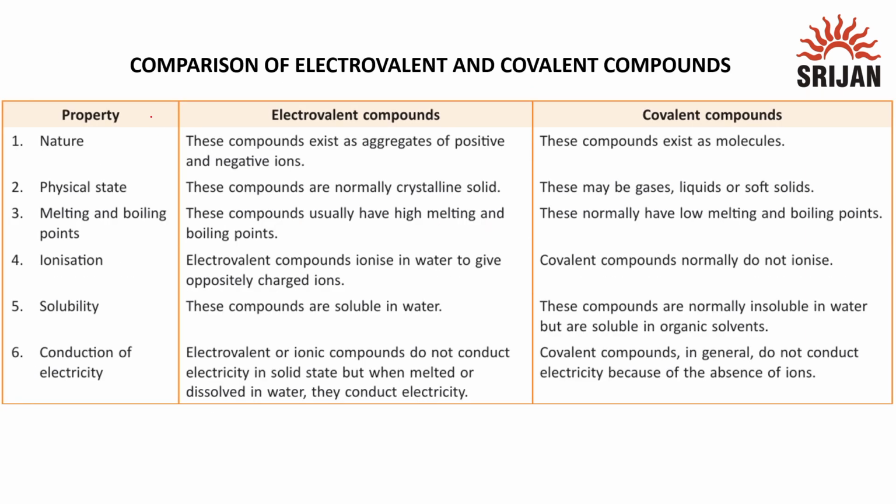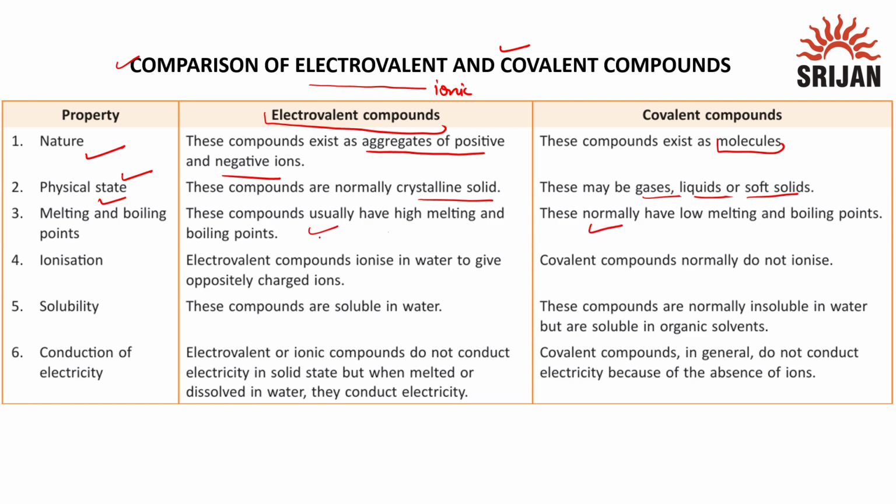Now moving ahead towards the comparison of electrovalent, that is the ionic bond, and the covalent bond. Talking about the nature, covalent compounds exist as molecules while electrovalent compounds, that is ionic compounds, exist as aggregates of positive and negative ions. Talking about physical state, ionic or electrovalent compounds are normally crystalline solids while covalent compounds are gases, liquids and soft solids. Talking about melting and boiling points, electrovalent compounds have very high melting and boiling points while covalent compounds have very low melting and boiling points.